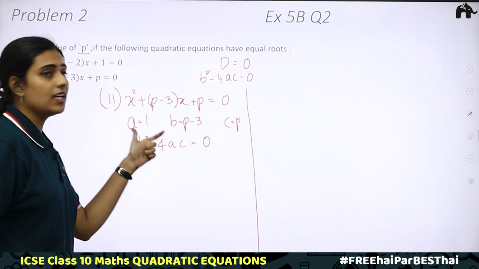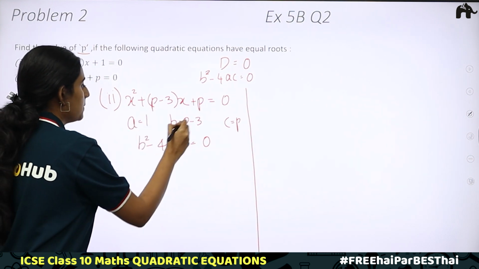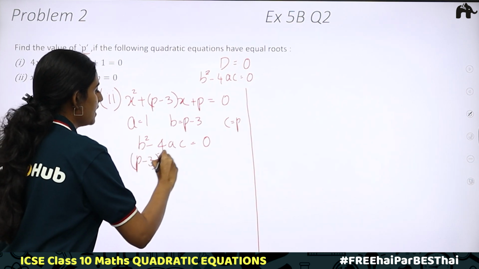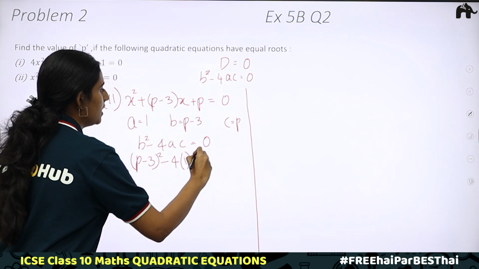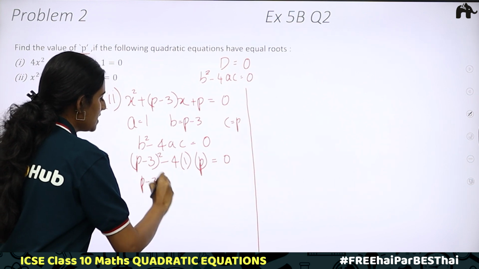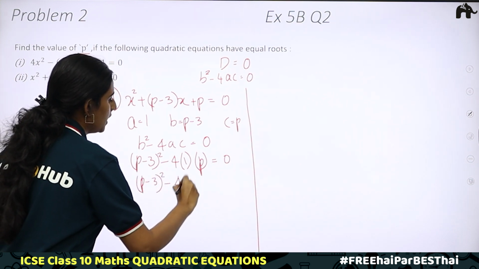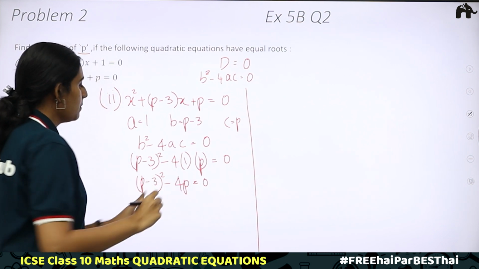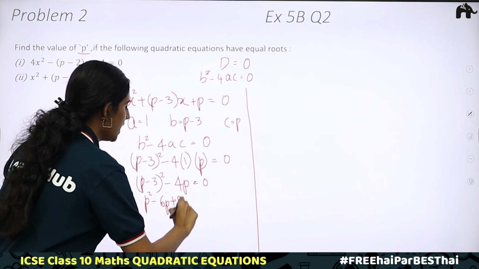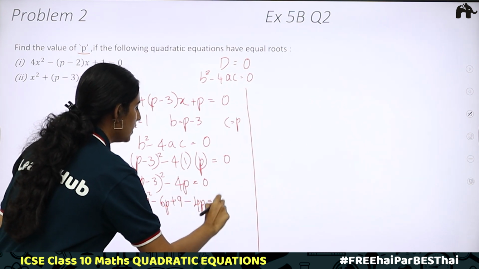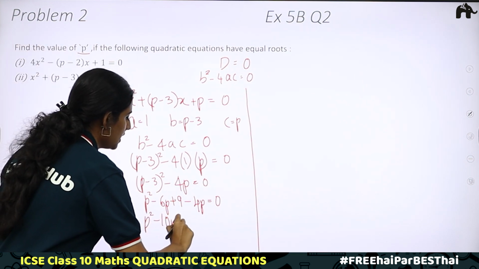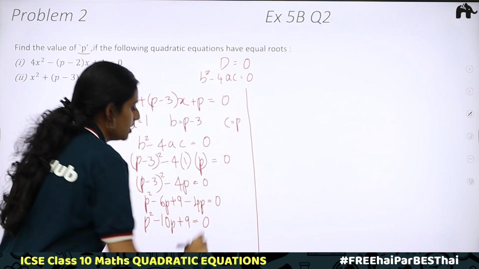Substituting values for b, a and c. b is equal to p minus 3, which means p minus 3 whole square minus 4 into 1 into c, where c is equal to p, is equal to 0. That is p minus 3 whole square minus 4p equal to 0. p minus 3 whole square is p square minus 6p plus 9, minus 4p is equal to 0. That is p square minus 10p plus 9 is equal to 0.